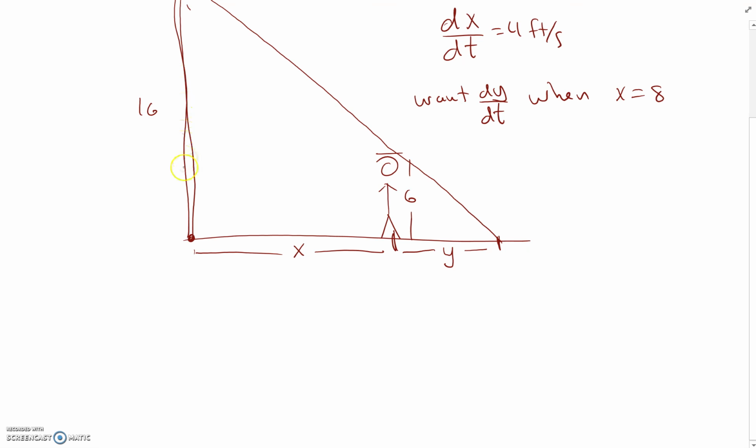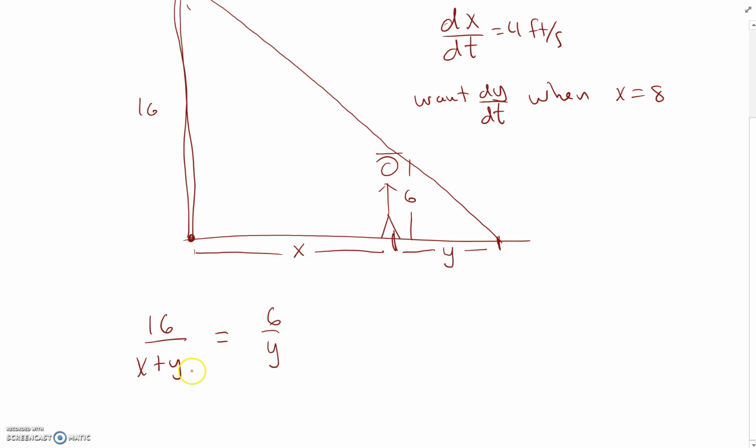So we've got the big triangle, see it? 16 by, what's the base of the big triangle? Can you guess? x plus y. So the big triangle is 16 over x plus y. And the little triangle is 6 by y. Now you've heard me say it many times: simplify these equations. So I'm going to cross multiply. Clean this up. Get rid of the fractions. You don't want to be doing a quotient rule here.